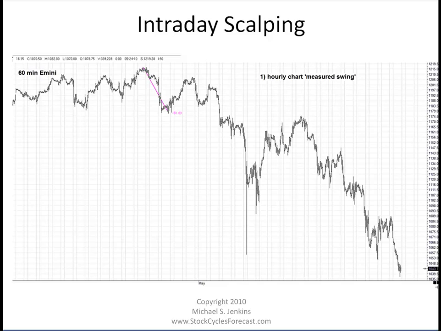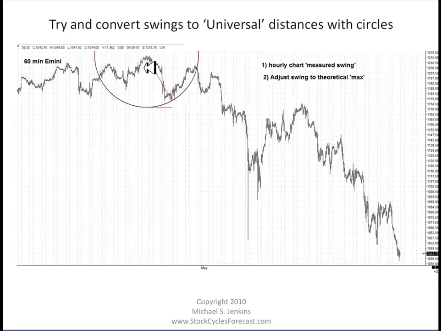What I usually do after that, though, is I then take my measured move and turn it into a circular arc. That will adjust it to the theoretical maximum it could have gone. Often this would give you theoretical results that are better when you're playing with the numbers and support and resistance than just using the actual swing.